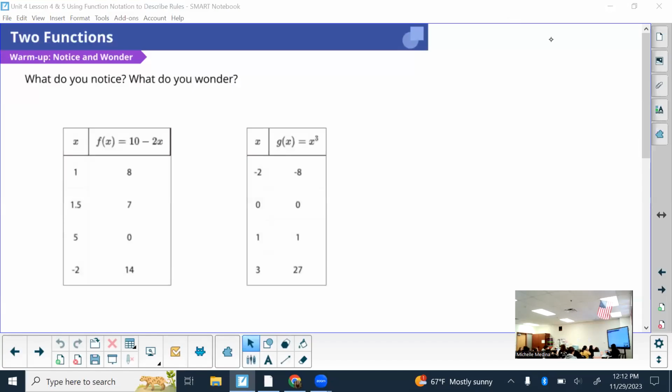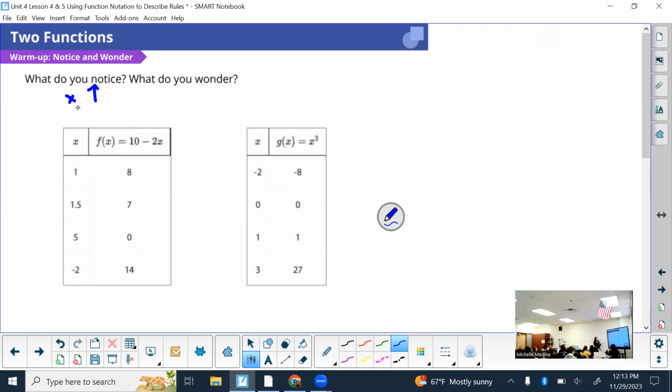Table 2. Someone tell me something you noticed from these tables. The first one, the higher the input is, the... Okay, so in the first one, we're noticing that as the x's increase, the y's, you said, do what? Decrease. And is that consistent throughout?